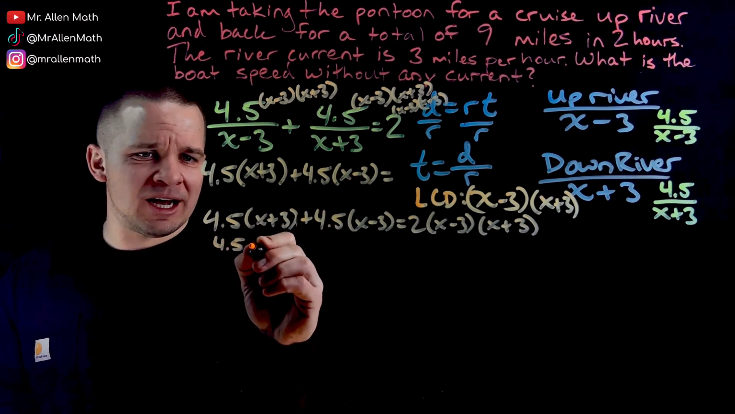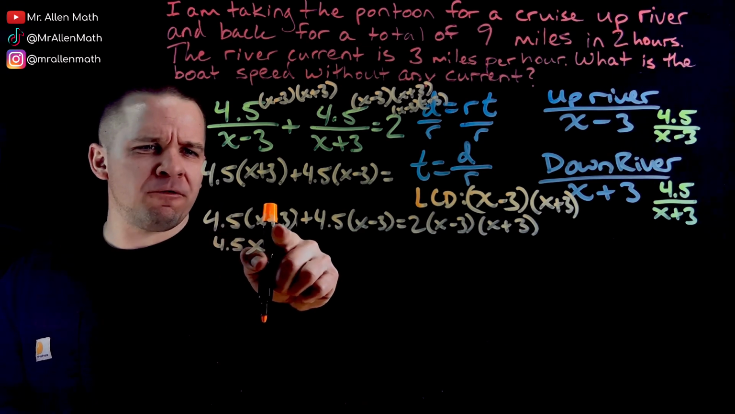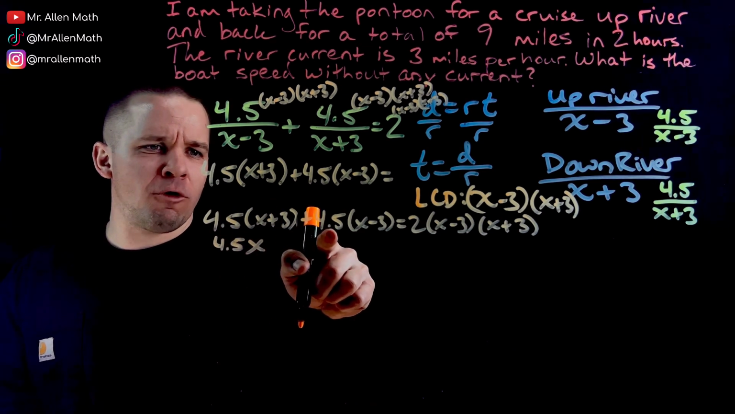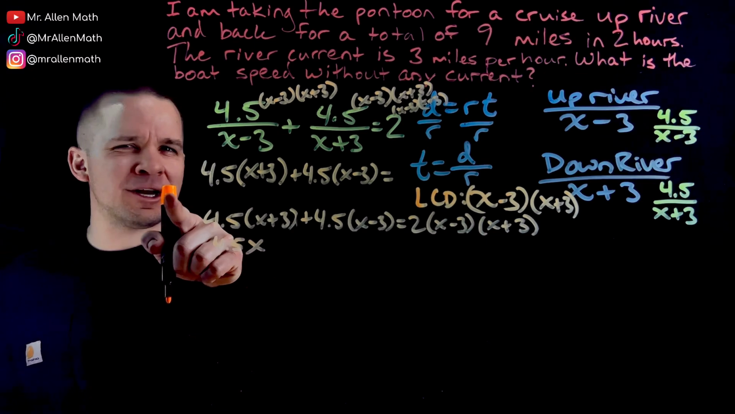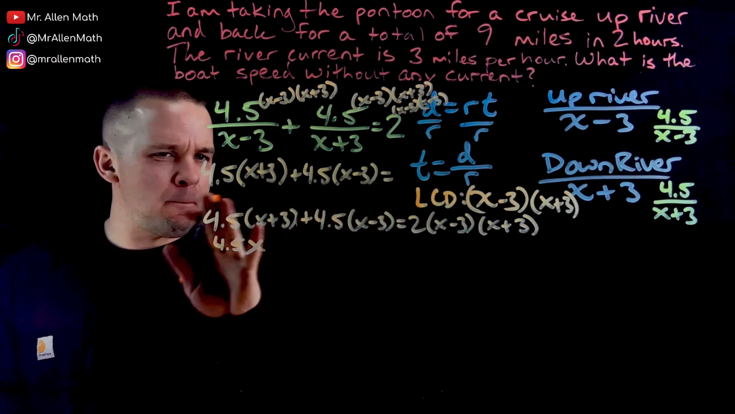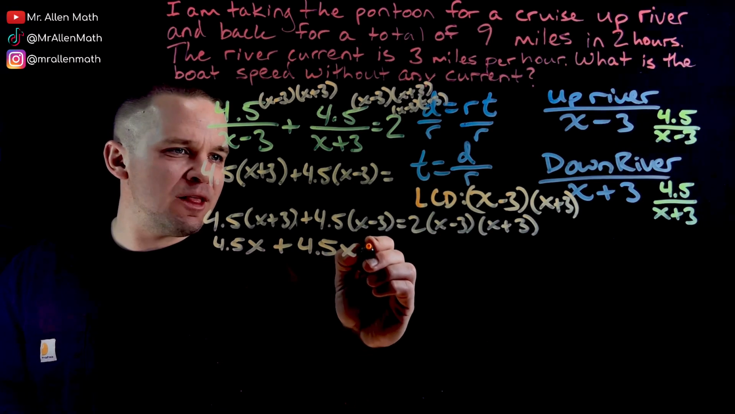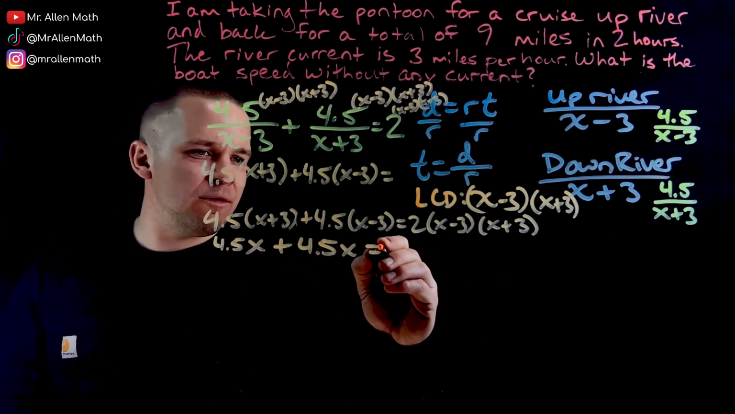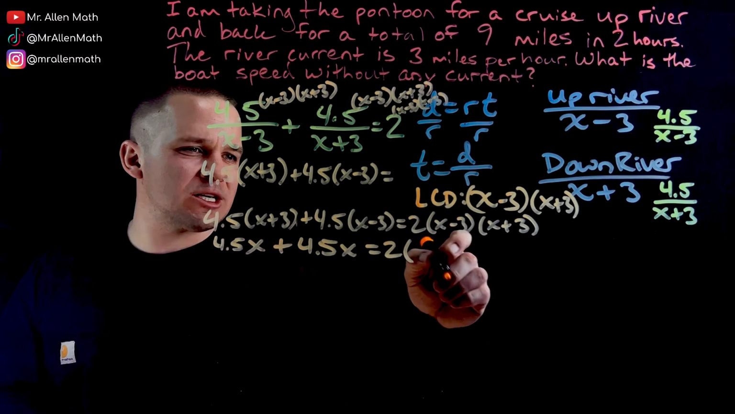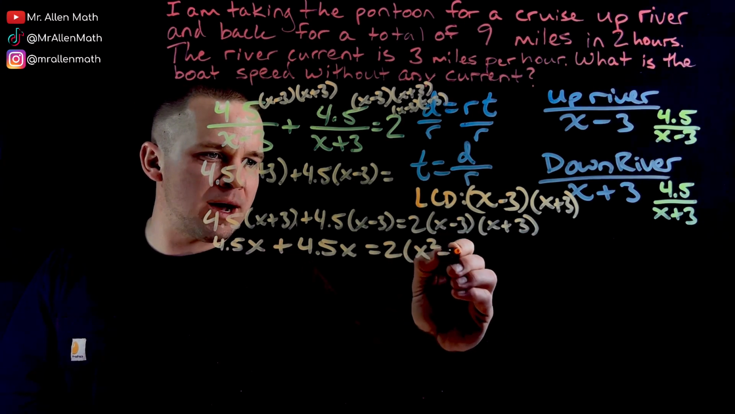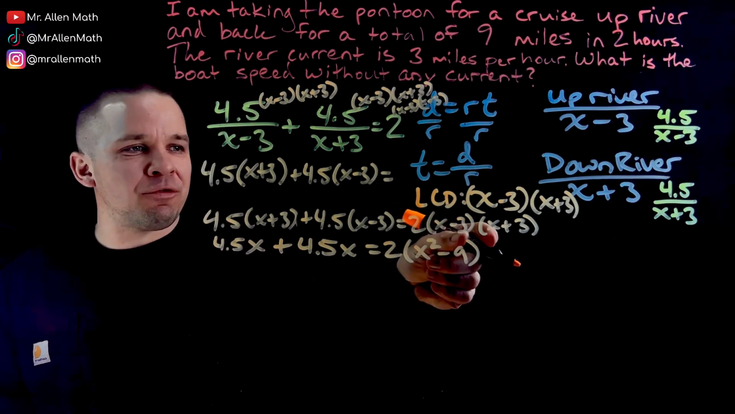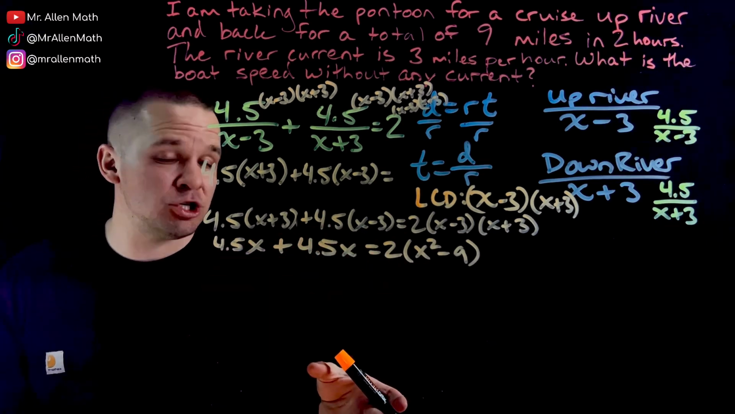So we're going to have 4.5 times x, and 4.5 times negative 3. Those two are going to cancel each other out, aren't they? I'm just going to, boom, it's gone. I'm thinking ahead. I'm crazy like that, all right? And then we have equals, and then here we've got 2 times x minus 3 times x plus 3. That's going to be x squared minus 9. Again, the negative 3x and the positive 3x are going to cancel each other out.